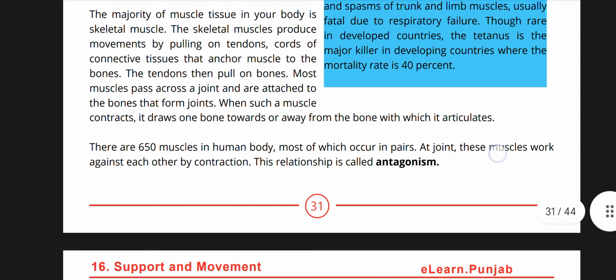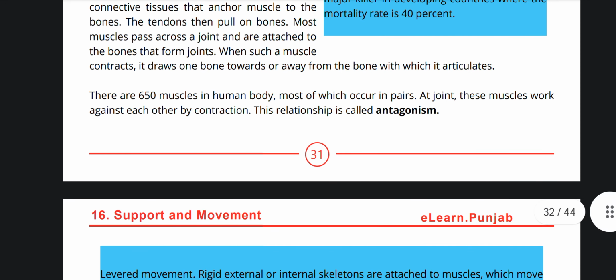There are 650 muscles in the human body, most of which occur in pairs at joints. These muscles work against each other by contraction, and this relationship is called antagonism.